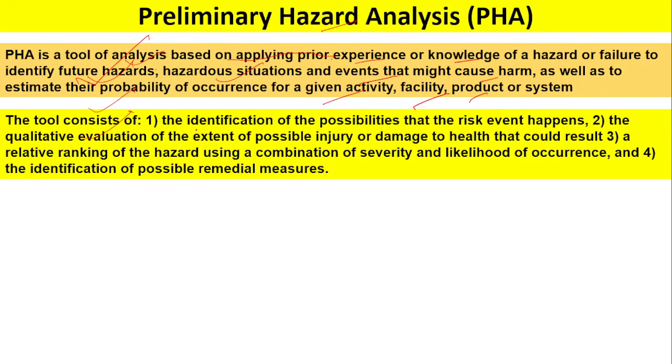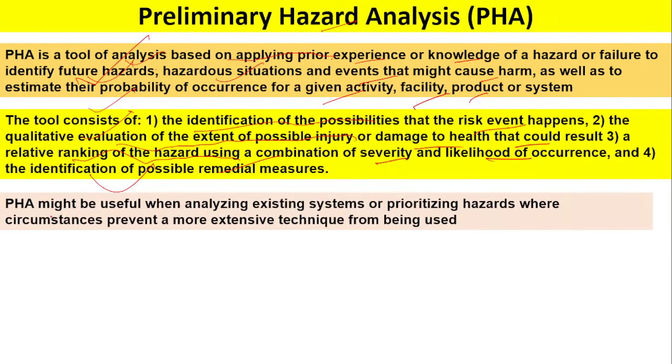The tool consists of the identification of possibilities that the risk event happens, the qualitative evaluation of the extent of possible injury or damage to health that could result, a relative ranking of the hazard using a combination of severity and likelihood of occurrence, and the identification of possible remedial measures.